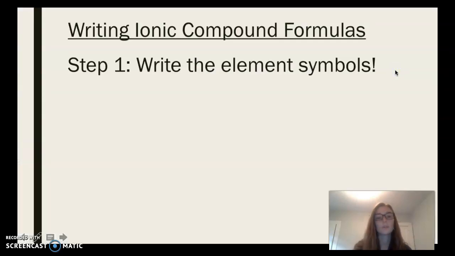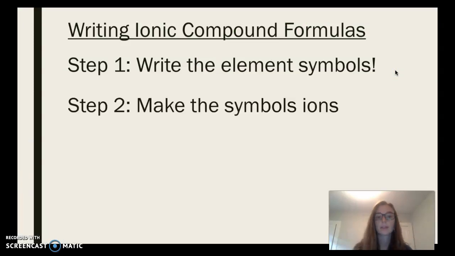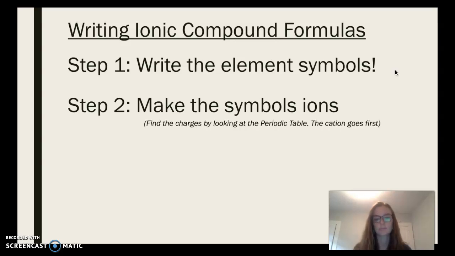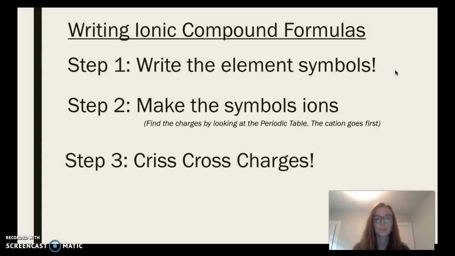So when we need to write ionic compound formulas, our first step will be to write the element symbols. Step number 2, make the symbols ions. And again, ions are charged atoms. We will find the charges by looking at the periodic table of elements, and the cation goes first, which is the metal. Next, we will crisscross the charges.